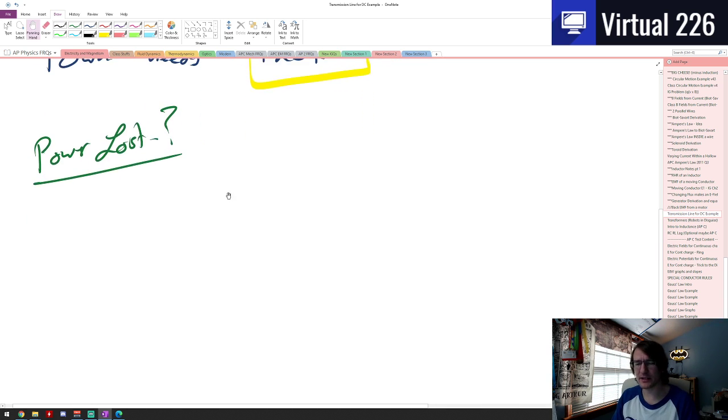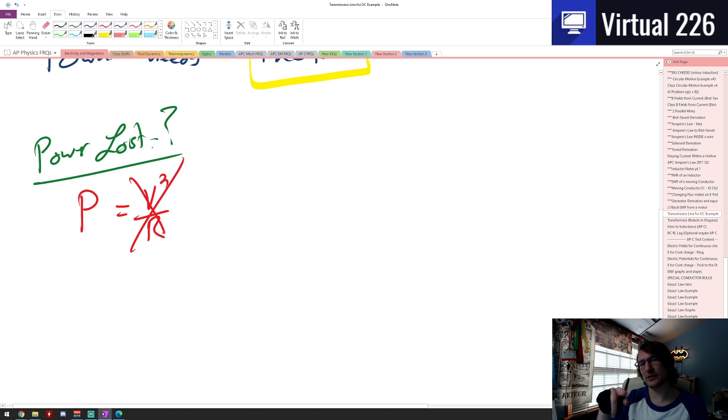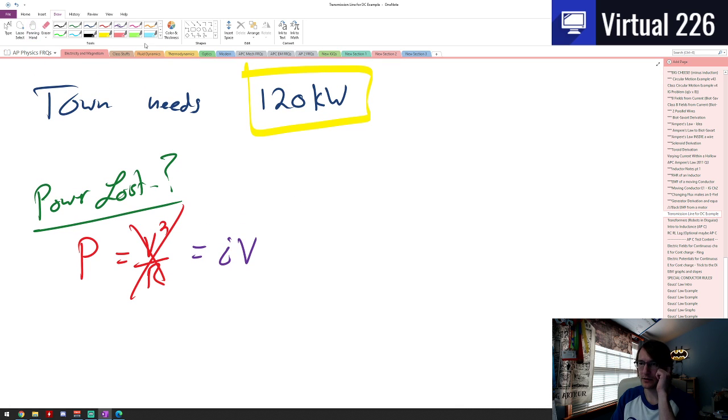So let's think about this. If we want to think about how much power is lost, we could say power equals a number of different things. In this case, we might want to say power equals V squared over R, but we can't easily do that because we don't know the power that's lost over the wires themselves. That's not exactly helpful. What's more helpful in this scenario is to say P equals IV. Because if we say P equals IV, we know the power we need. We need 120 kilowatts in the town. That's the power we need right here.